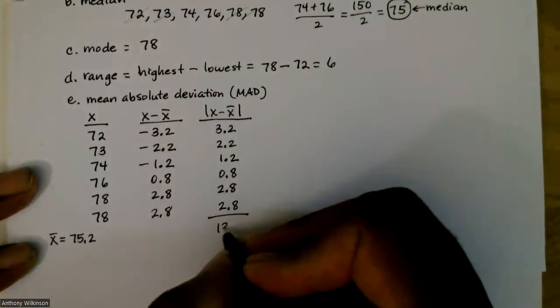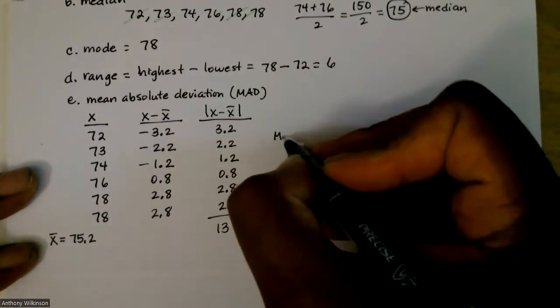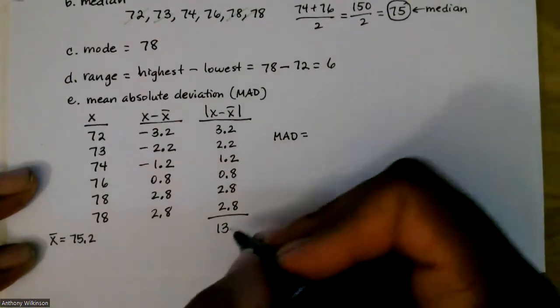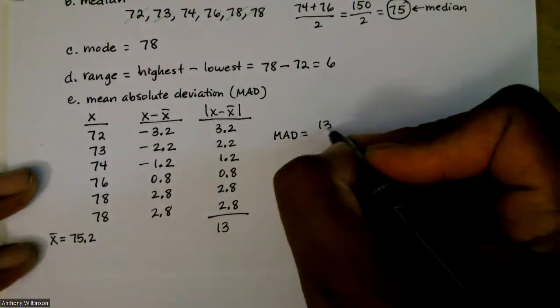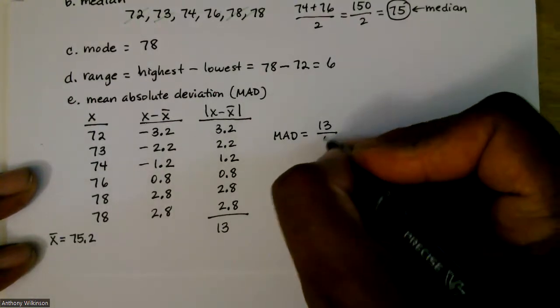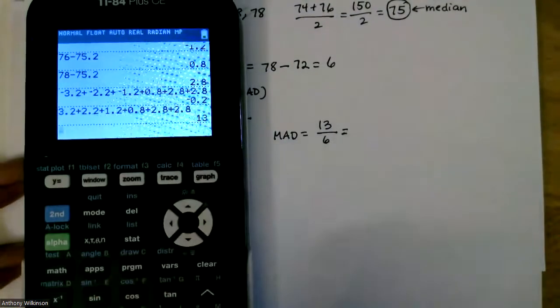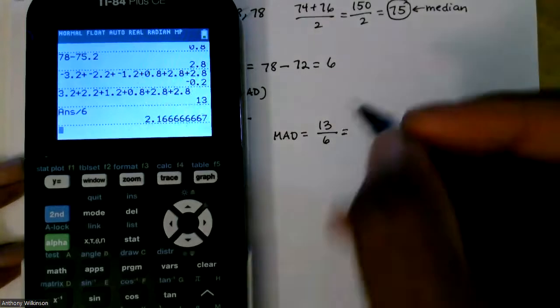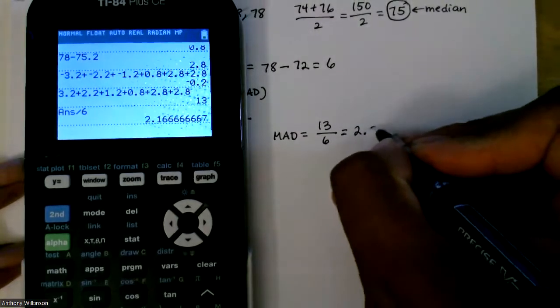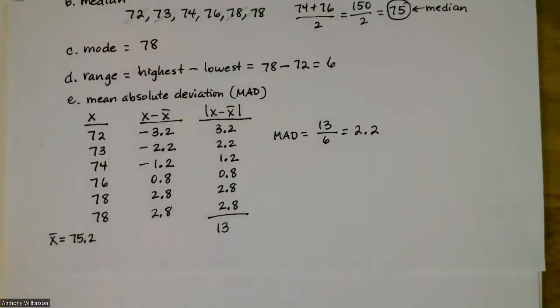And to find the mean absolute deviation, that will be the sum of the absolute value of the deviations divided by the number of deviations I have, which is 6. So 13 divided by 6 to 1 decimal place, it will be 2.2. So that's the mean absolute deviation here.